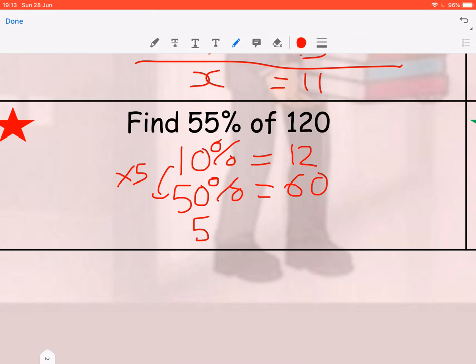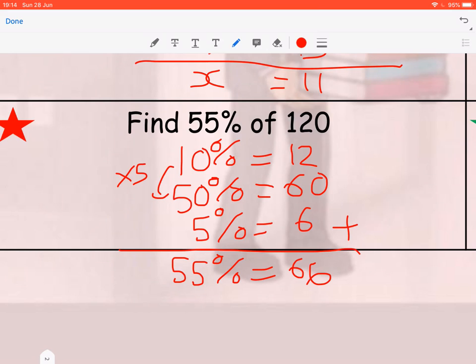Next, I want 5% in order to make the 55% in the question, which is half of 10%. Half of 12 is 6. And then if I add those two up, 50 plus 5 is 55%. Add up the top two as well. 60 plus 6 is 66. So 55% is 66.